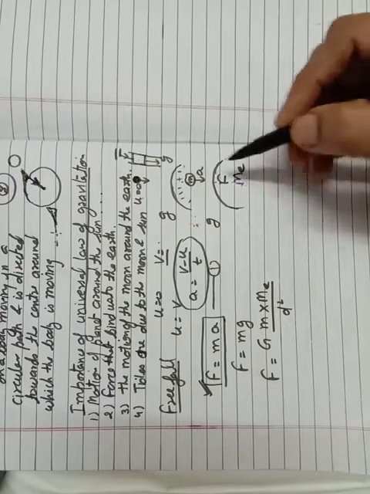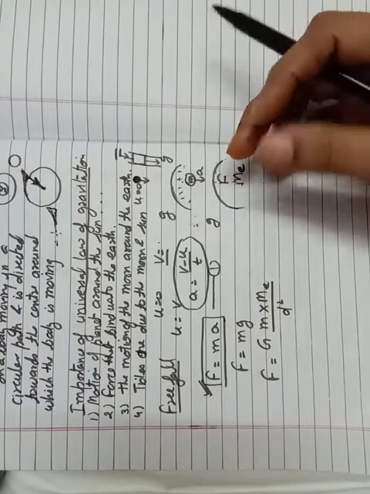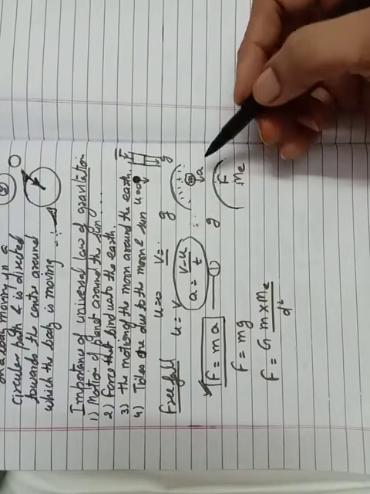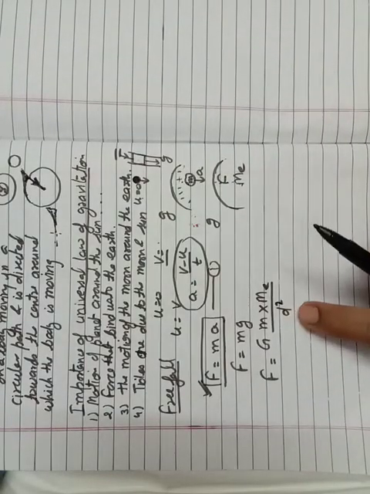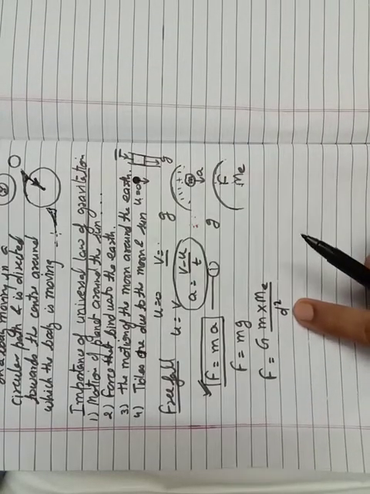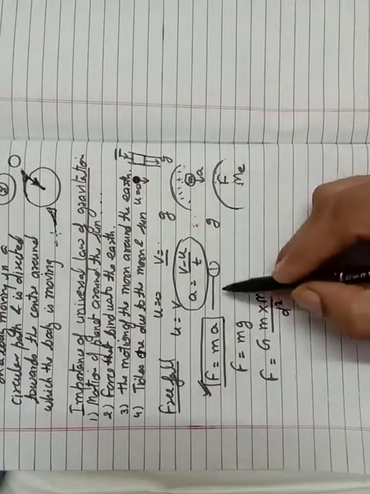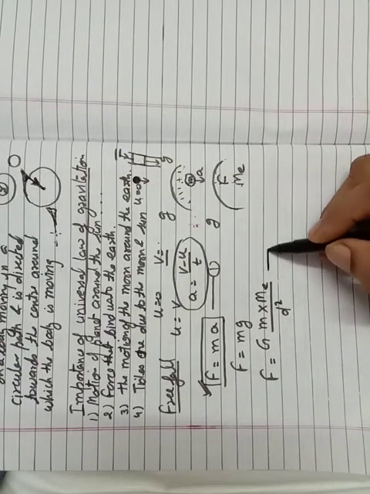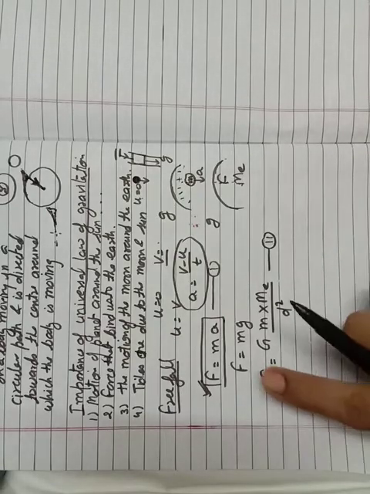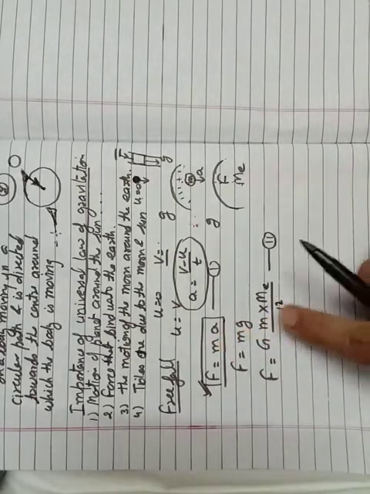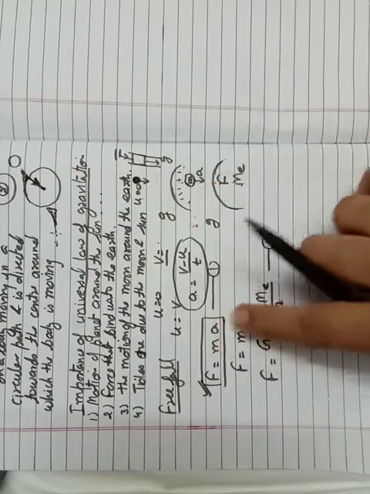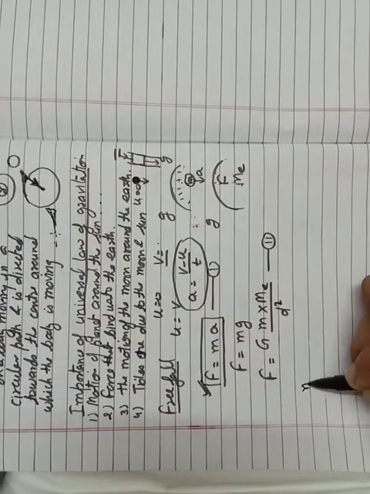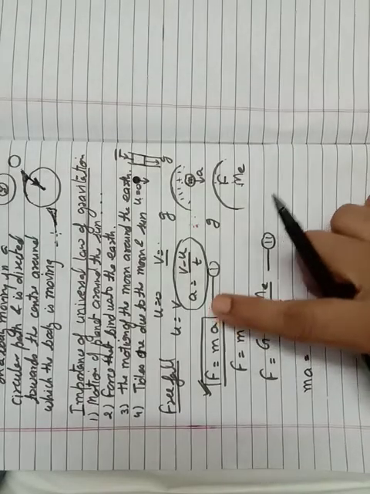In comparison to this radius, the distance is so small, so we can also write here the radius of the earth. Okay, this is the first equation and this is our second equation. We can compare these equations because both represent the force exerted on the object, so we can simplify by equating the first and second.